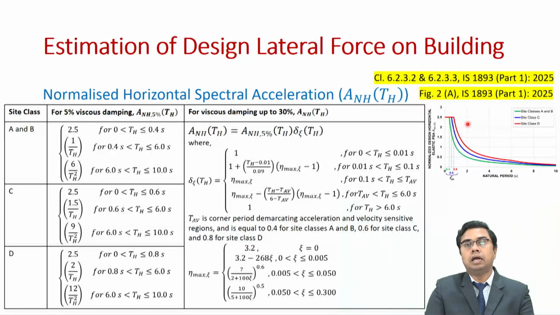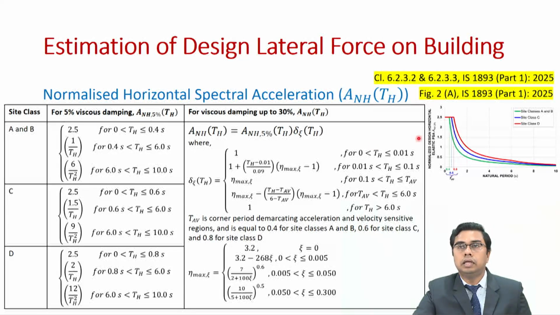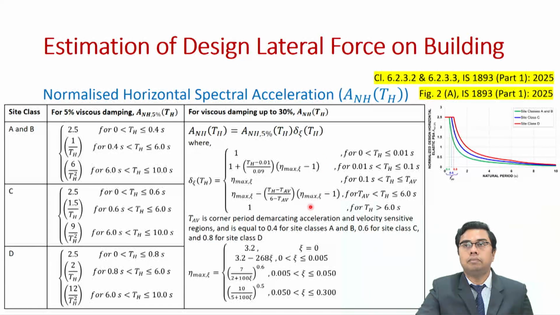Now, if your building has a damping value which is anything other than 5%, the code gives you provision to multiply the ANH for 5% with a multiplying factor delta, which depends on the damping ratio of the system. This is applicable for viscous damping up to 30%. The expressions are available in the code in the specified clauses. We have mentioned the clause over here, so that you can go to the code and have a look at these expressions.